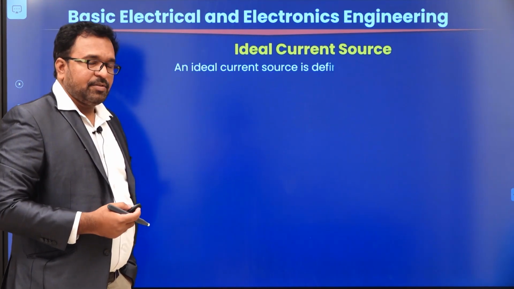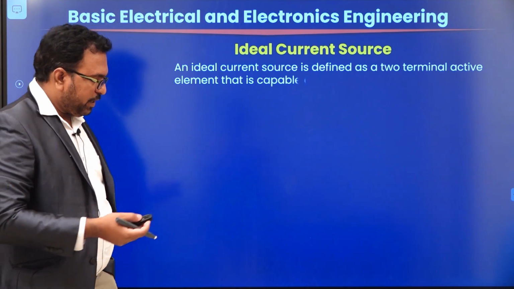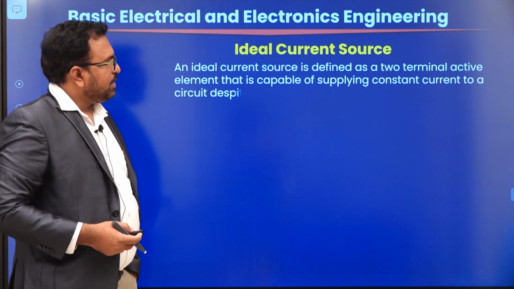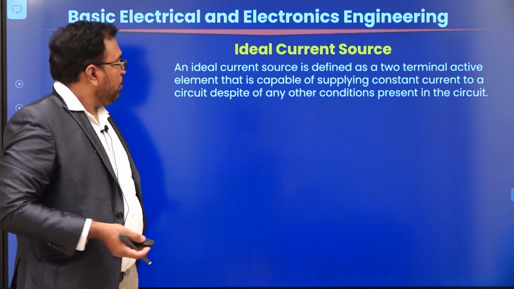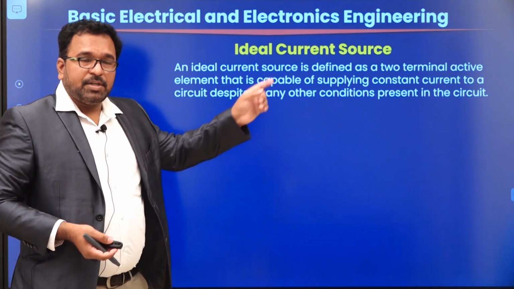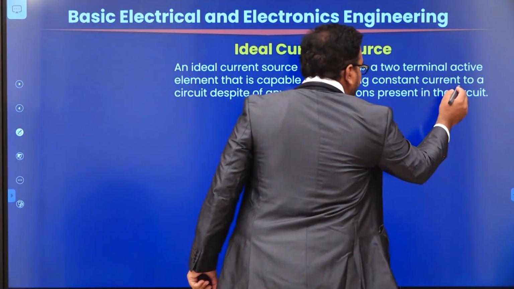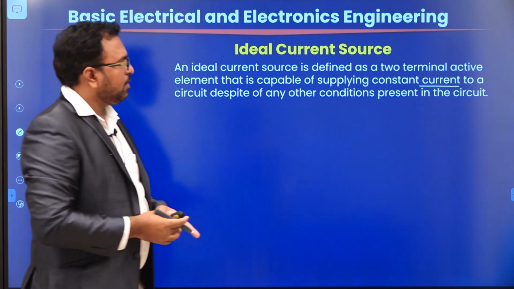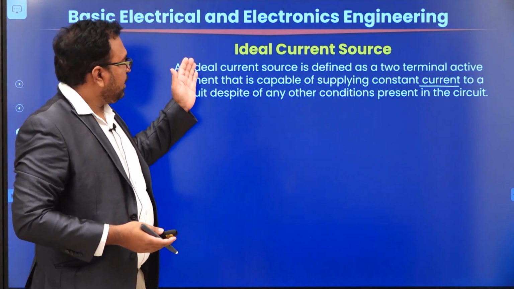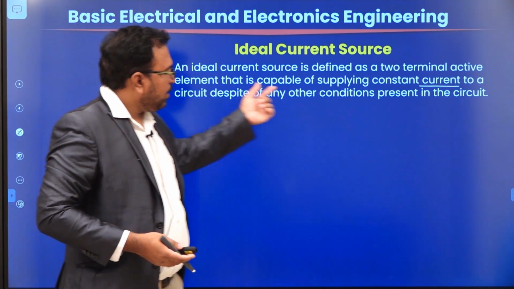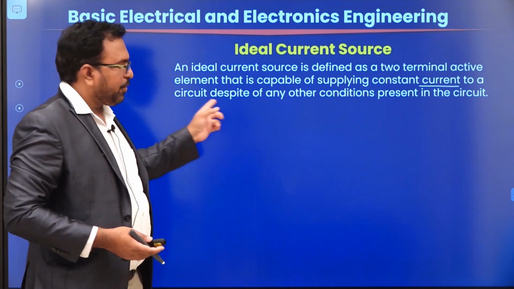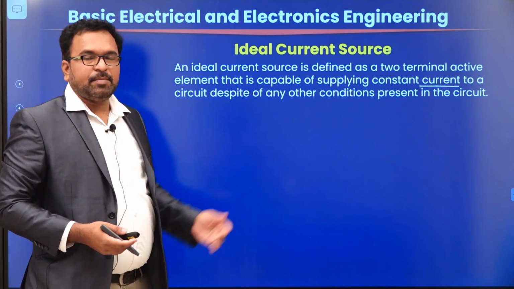So what is an ideal current source? Similar to that of voltage source, an ideal current source is defined as a two-terminal active element which is capable of supplying constant current. Okay. So ideal voltage supplies constant voltage. Similarly, ideal current source supplies a constant current to the circuit despite any other conditions present in the circuit.